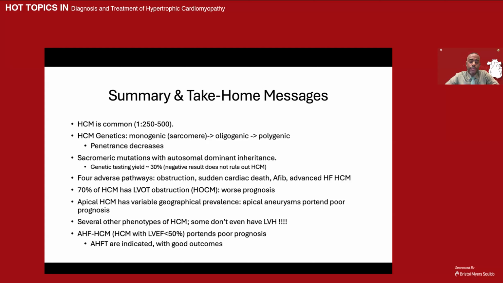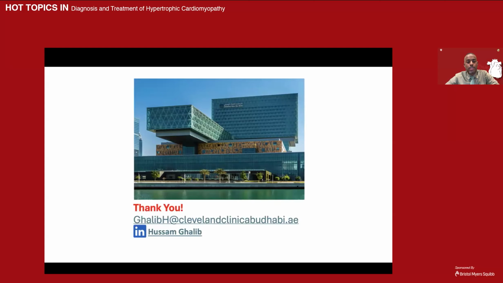Obstruction portends a very poor prognosis and requires therapy and diagnosis, and that will be covered in other talks today. Apical hypertrophic cardiomyopathy is much more common outside of the US, and the aneurysms really do portend a poor prognosis. Not all HCM requires LVH. You can have crypts or elongated anterior mitral leaflets. And then if a patient has an EF below 50%, take it very seriously and consider referring them to an advanced center. And with that, I thank you very much.